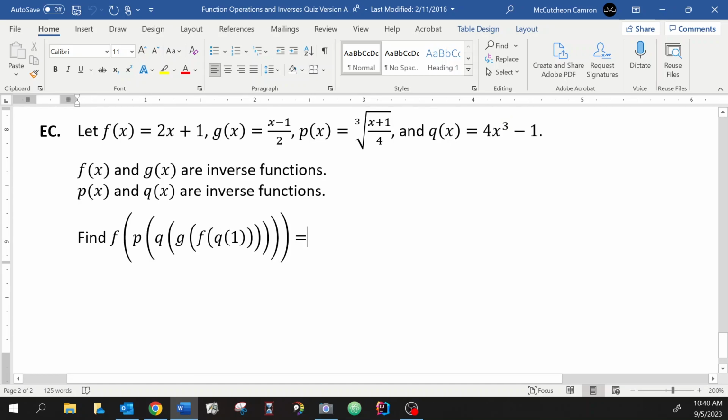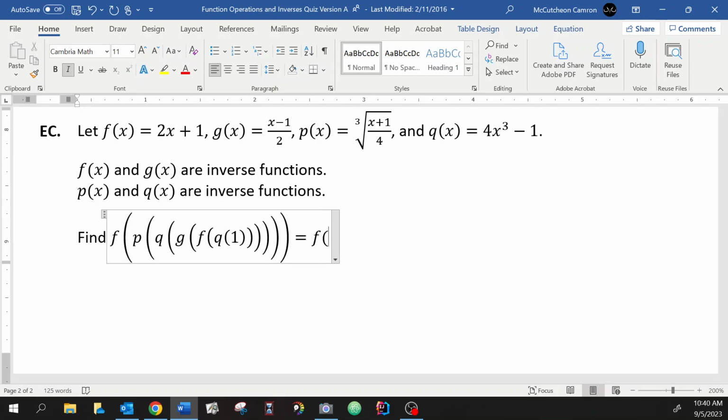I said f and g are inverses, p and q are inverses. That means this g and this f cancel each other, this p and this q cancel each other. The question actually just simplifies to f of q of 1. So literally all I had to do is plug 1 into q and get 3, and then take 3 and plug it into this and get 7, and you were done.